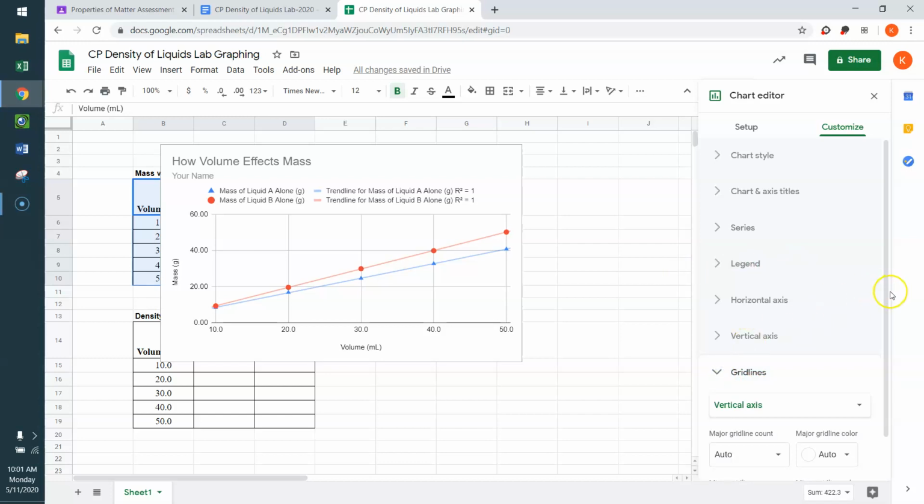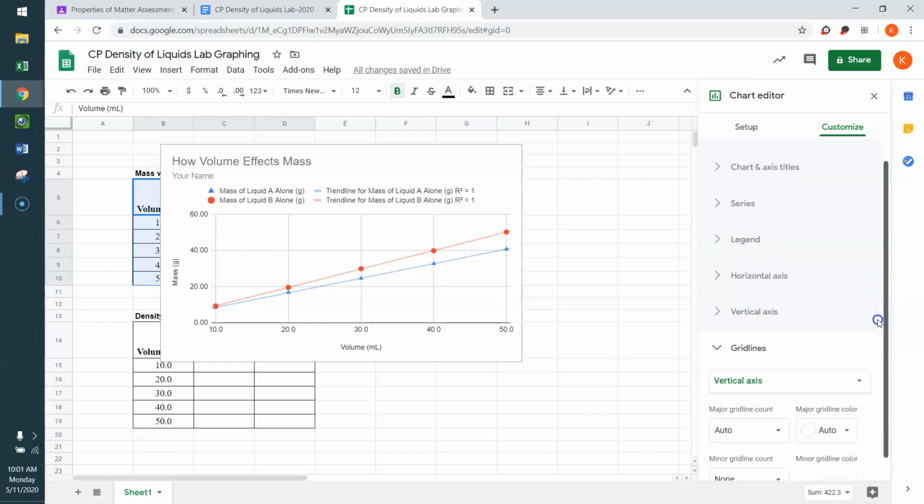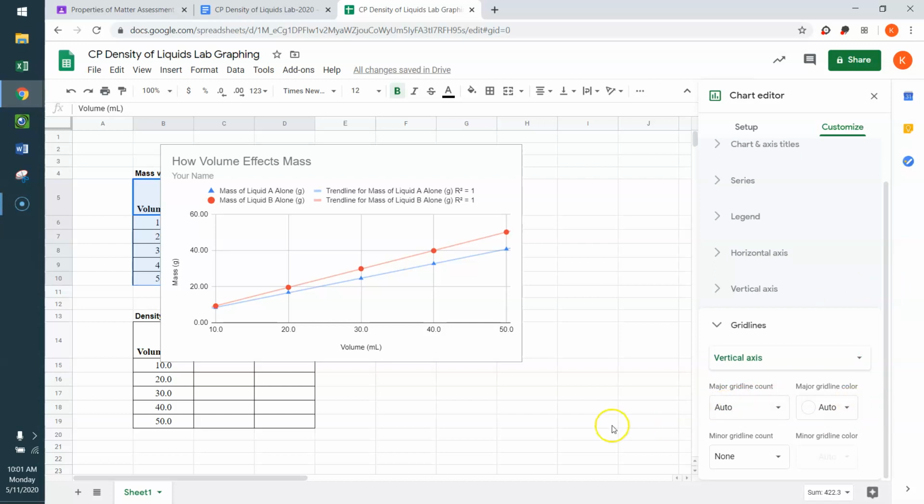Now remember, with grid lines, I don't disrupt major grid lines. Those stay on auto, but I want to add, okay, and I'm adding this to my vertical axis. I want to add minor grid lines. So if my vertical axis goes from 10 to 20, what could I add to help make the space between them a little more descriptive?